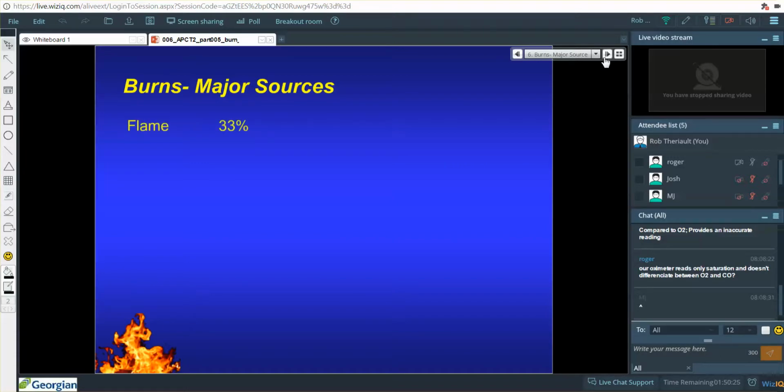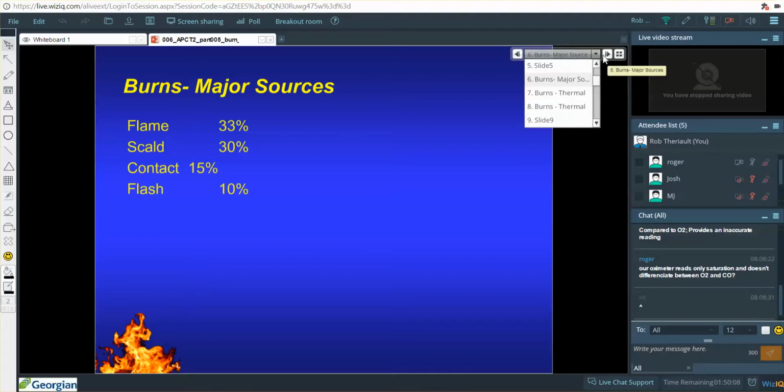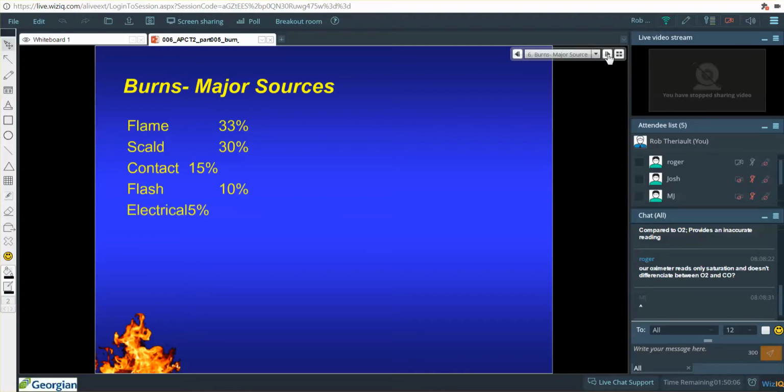In terms of sources of burns, these stats are not important, don't memorize them, but flames account for 33%, scalds 30%. These are taken from the University of Toronto a few years ago, by the way. Contacts about 15%, flash 10%, electrical 5%, friction 1%, radiation 1%.